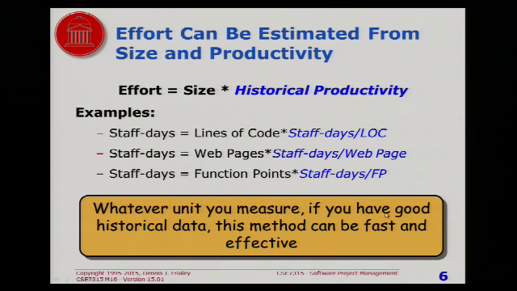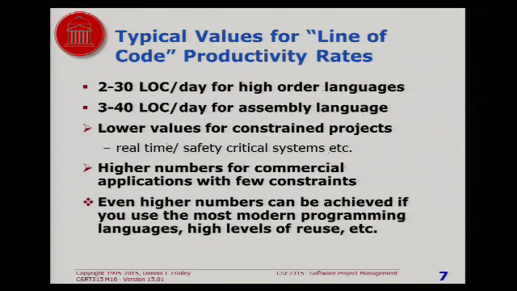Whatever you measure, historical data helps make this a more accurate method. Now, just to put these things in perspective, if you're writing in a high-order language like C++ or something like that, the typical numbers people get in lines of code per day are 2 to 30. If you're writing in assembly language, it tends to be more, but that's because each line of assembly does a lot less. It's actually less actual productivity.